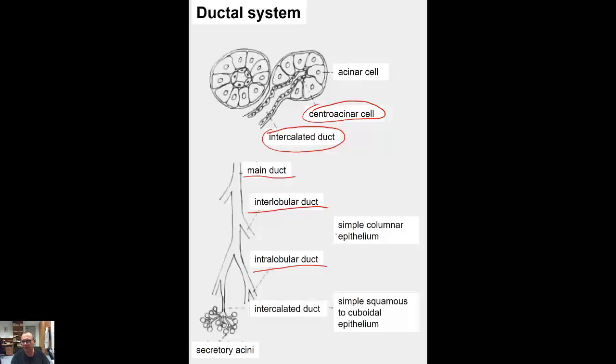Of course, all epithelia are simple, but in intercalated ducts, the epithelium is simple squamous to cuboidal. Then in intralobular ducts, it's cuboidal. Interlobular ducts can be lined by simple cuboidal to columnar epithelium, and the main duct or accessory duct are lined with simple columnar epithelium.